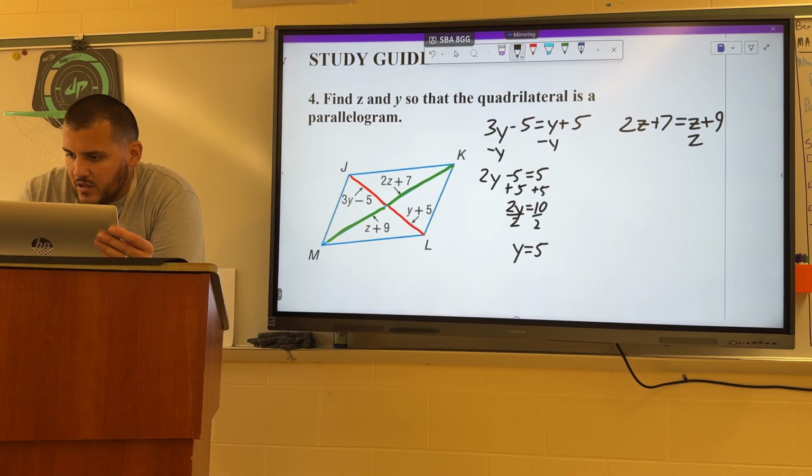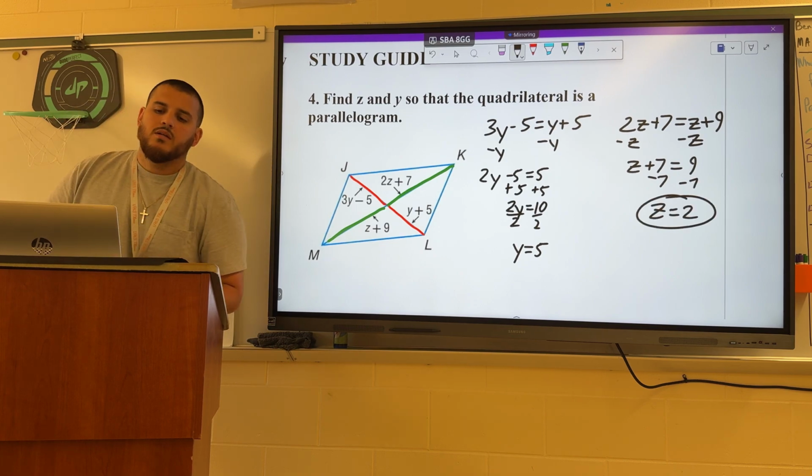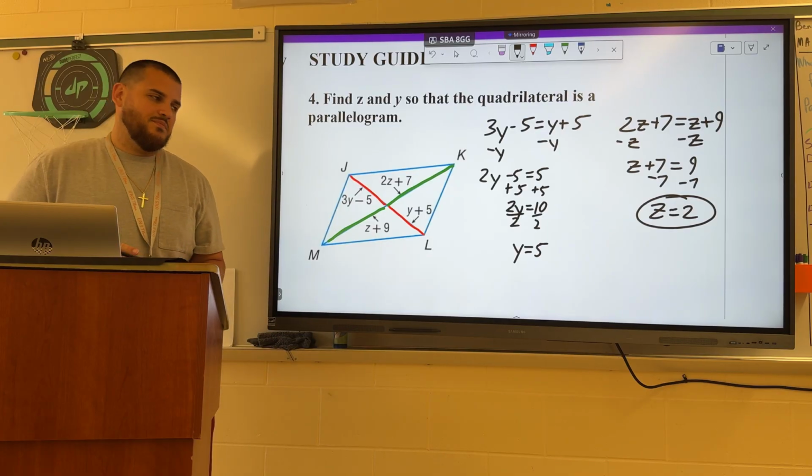Again, we can do algebra here. We can subtract z from both sides. We would get z plus 7 equals 9. We can subtract both sides by 7 to get z equals 2 in this example.